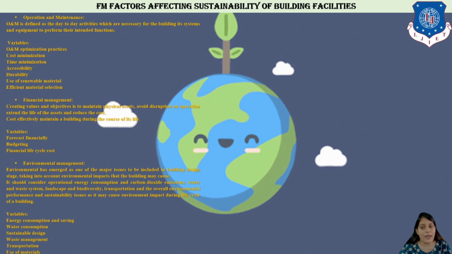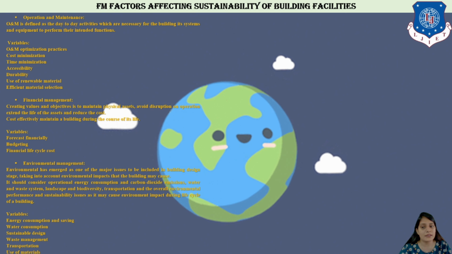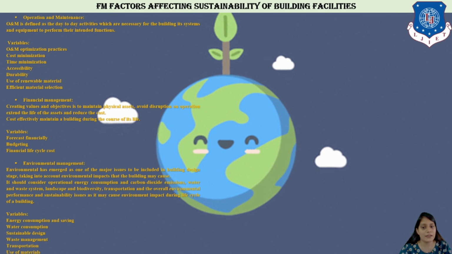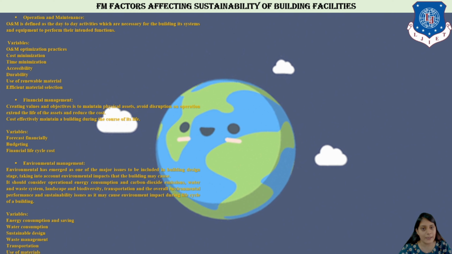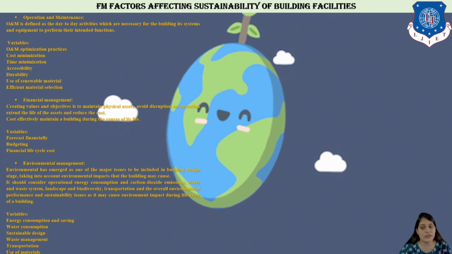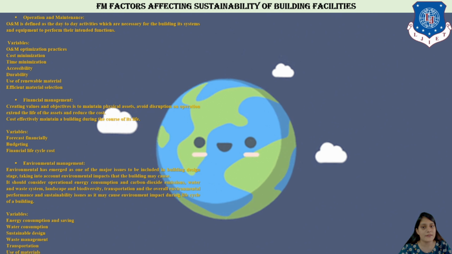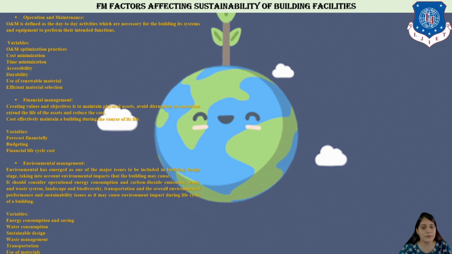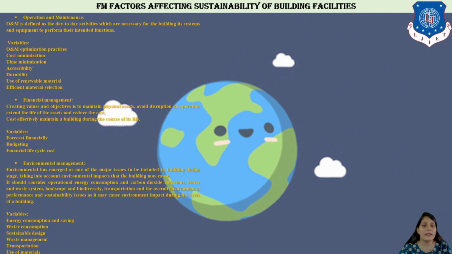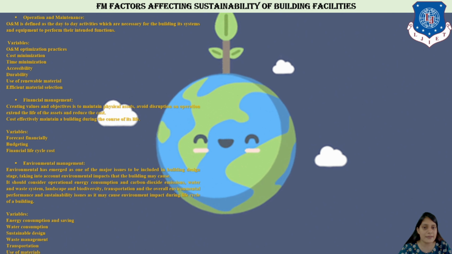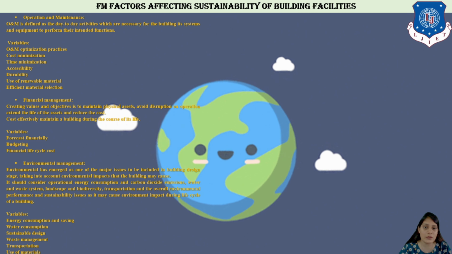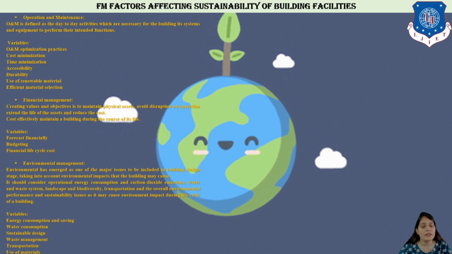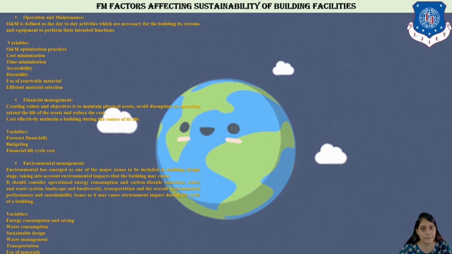What is financial management? Creating value and objectives to maintain physical assets and avoid disruption of operations, right? Which comes under financial forecasting, budgeting, financial life cycle cost, etc. We need to have financial management also. You all know about the maintenance which we are paying where we are residing. And through that maintenance only, we are doing the facilities and maintenance of our society, right?